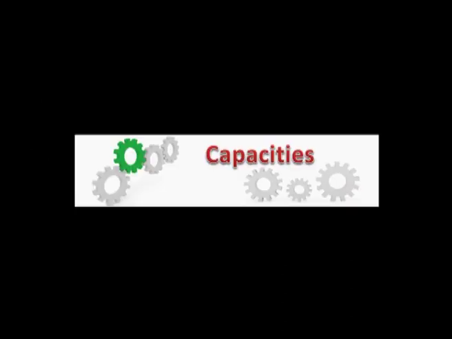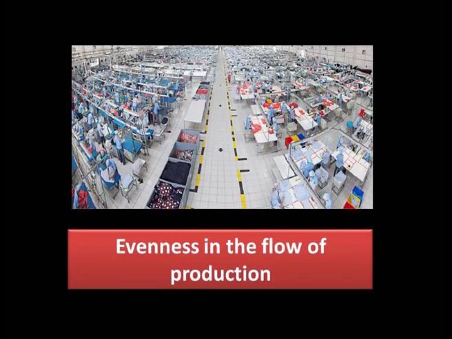Balance in the work of all units. The achievement of balance requires a correspondence in the capacities of related production sections that makes it possible to use their productive capacities fully. Evenness in the flow of production. Evenness in the flow of production entails steadiness of output and performance of equal volumes of work in equal periods of time.